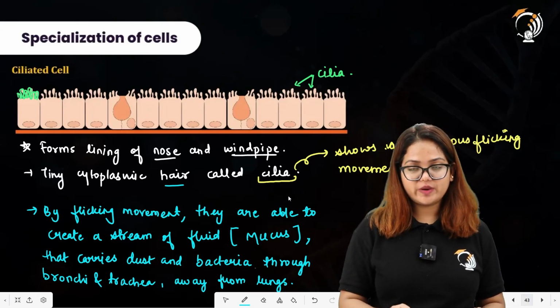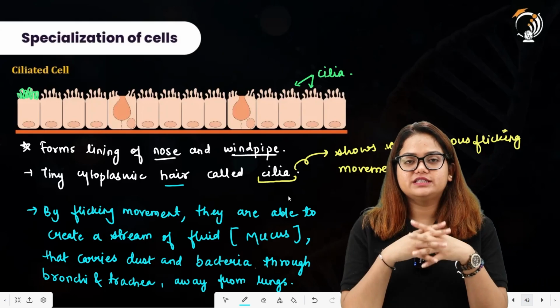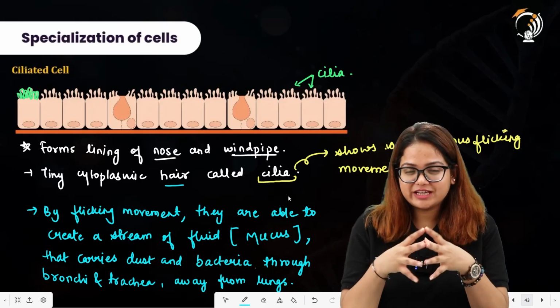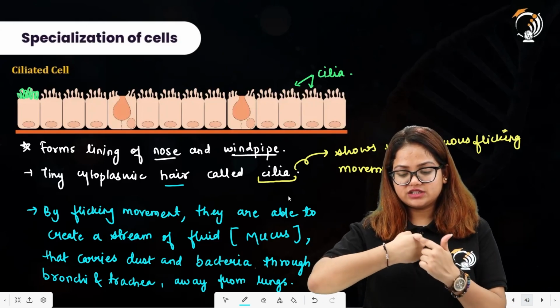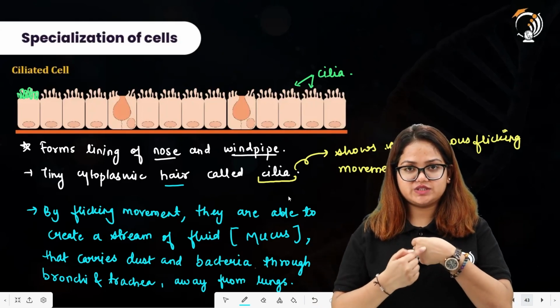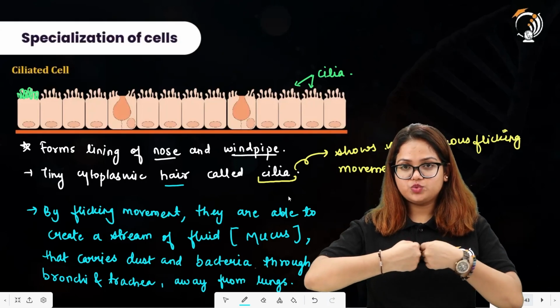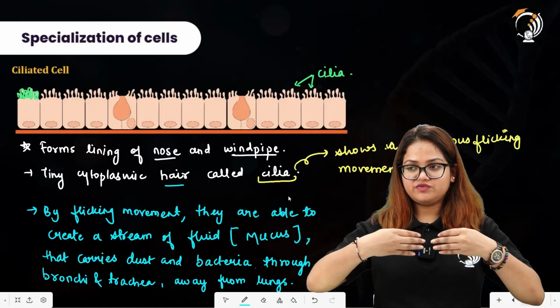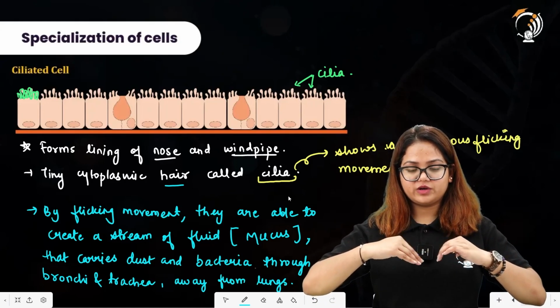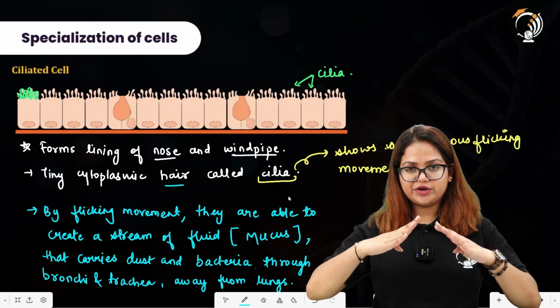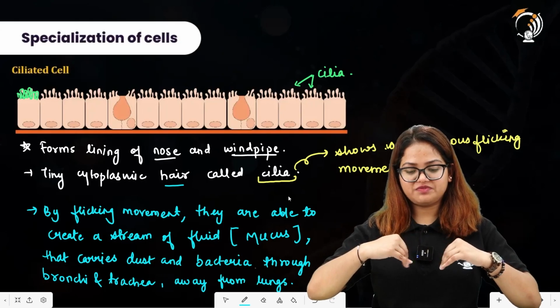Let me help you understand how this flicking movement occurs. Let us consider that these structures are cells. All right, so these are the two cells. They have their extensions in the form of cilia. They will perform a coordinated movement. All right, so they will all be in a coordinated movement. This movement is a continuous flicking movement.